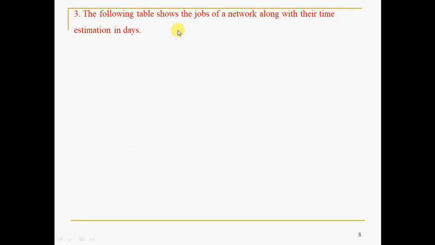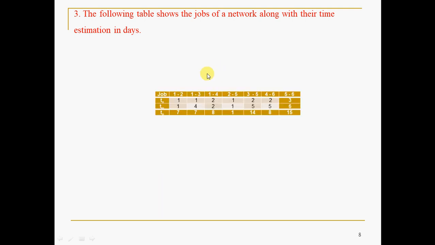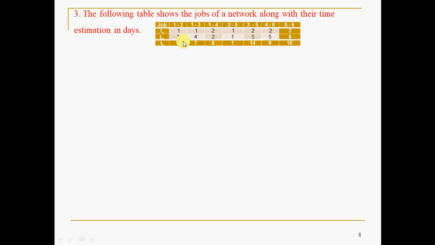Now, let us take one more problem covering all the steps of PERT that we have discussed. The following table shows the jobs or tasks of a network along with their time estimation in days. There are different jobs with their time estimates, as I have told. So, you will be having 3 time estimates, TO, TM and TP.